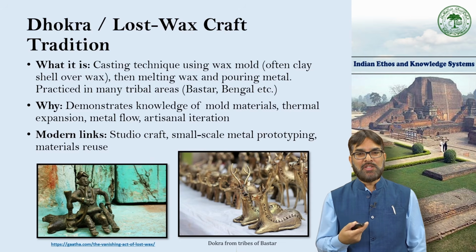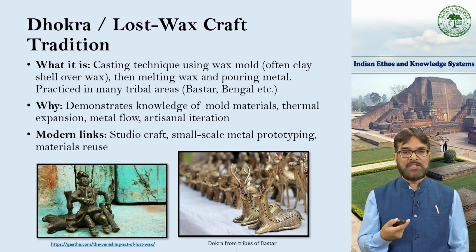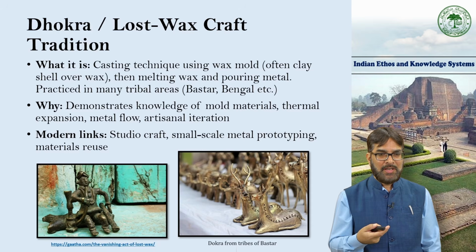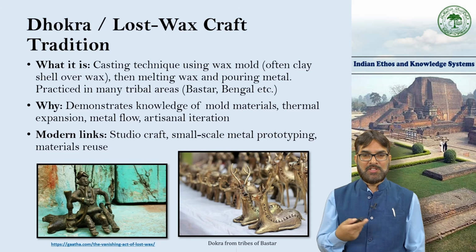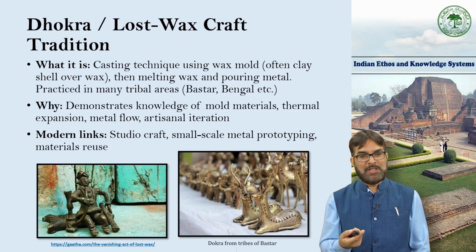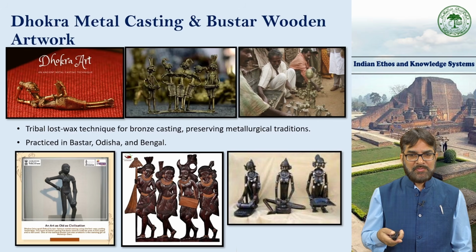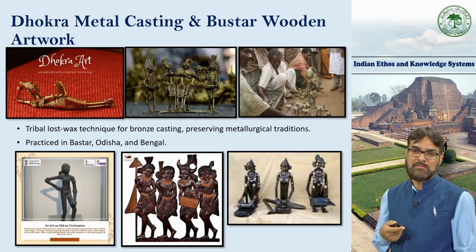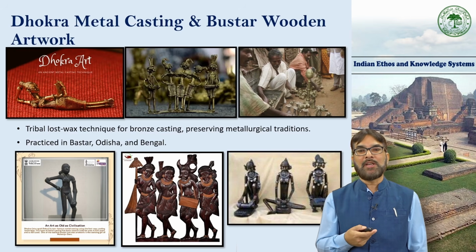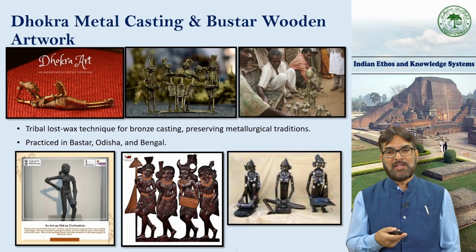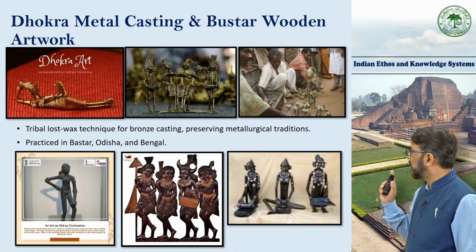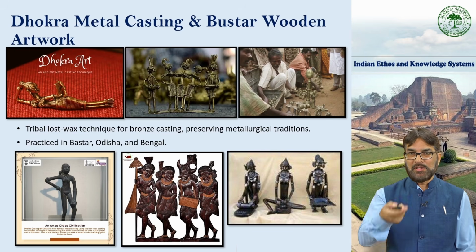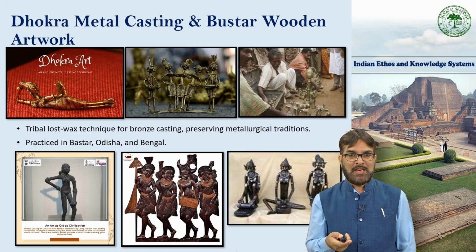It demonstrates knowledge of mold materials, thermal expansion, metal flow, artisanal iteration, and the modern links in studio crafts, small scale metal prototyping and material reuse. So these are certain examples on your screen. The certain pictures are there: Dhokra metal casting and Bastar wooden artwork. The middle picture is the wooden artwork where you see some dancing figures. That is the wooden structure by the Bastar tribal people.